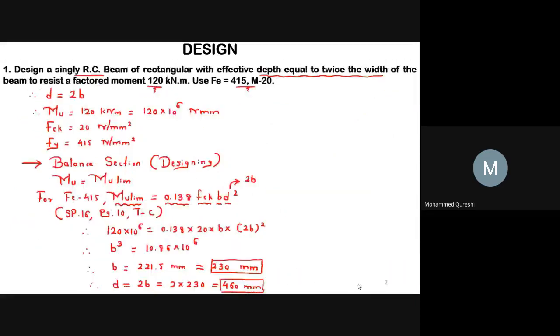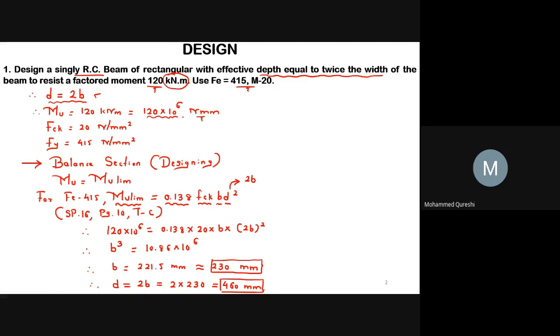So we will just go for the revision regarding all the examples. So in the first example, it is given that the effective depth is equals to the width of the beam. So here we are simply taking D equals to 2B. Then the factored moment is given as 120 kilonewton into meter. So we are just converting this kilonewton into meter into newton into mm.